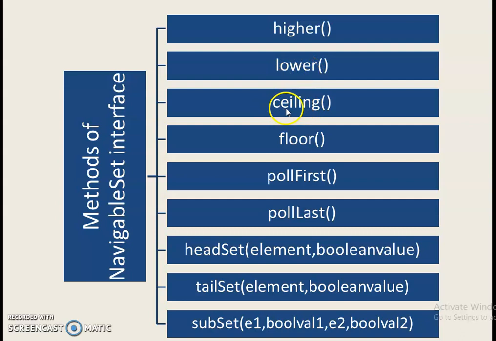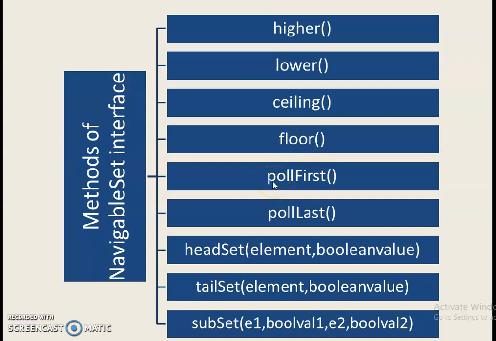Next we have ceiling. This method is similar to higher, but the difference is it returns the lowest element among those that are greater than or equal to the specified element, right? Next we have floor. This method is similar to lower, but it returns the greatest element among those that are less than or equal to the specified element, right?